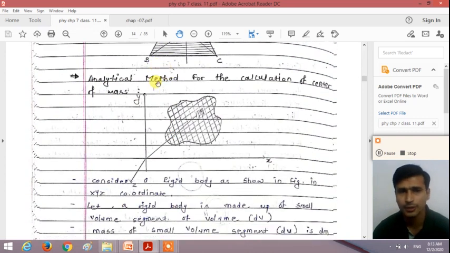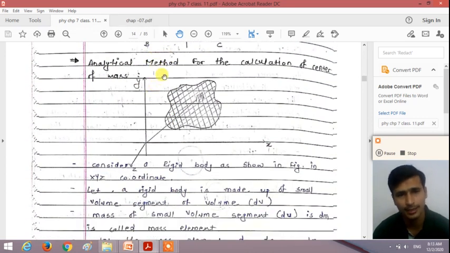The second method for calculation of the center of mass is the analytical method. For that, consider a rigid body as shown in the figure, any type of shape, not necessarily symmetrical. We can calculate the center of mass with the analytical method for symmetrical as well as asymmetrical shapes. Here, consider a rigid body as shown in this figure, which is an asymmetrical shape of uniform mass density. How can we calculate the center of mass of this asymmetrical body with the analytical method?